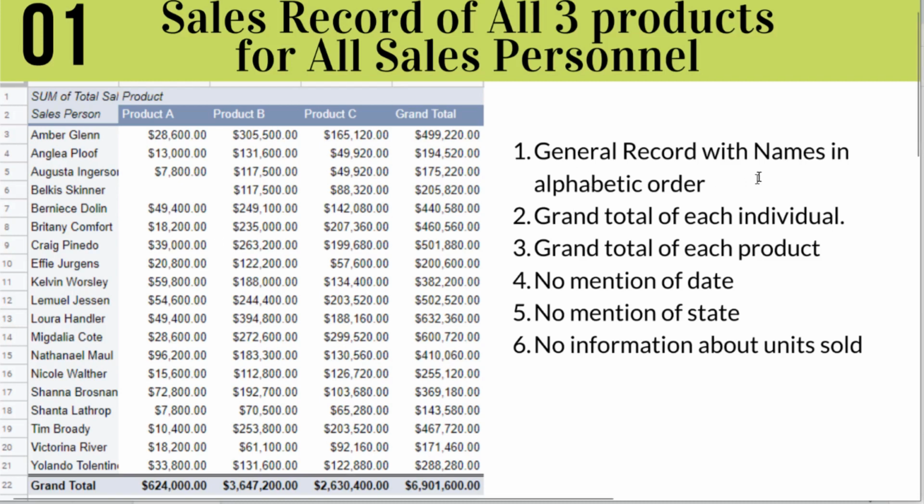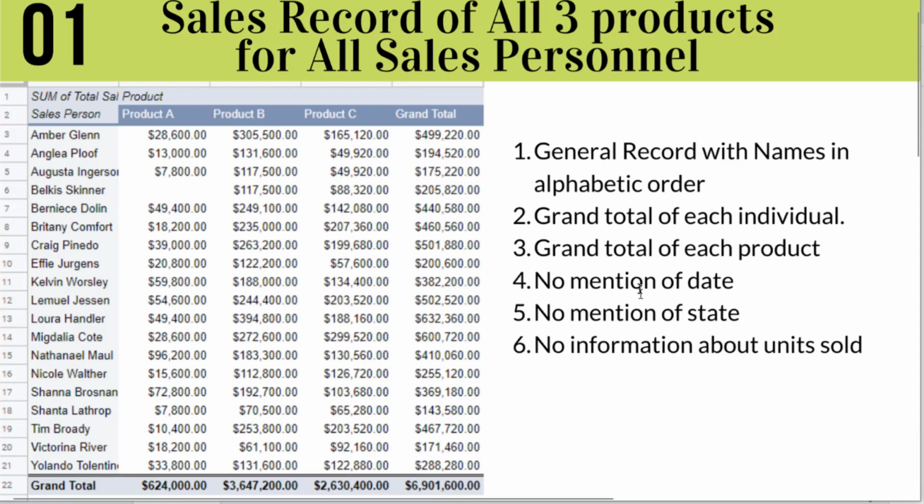This is a general record with names in alphabetic order of all the salespeople. Then the second thing, this is the grand total of each individual salesperson. So this salesperson has sold product A of this value, product B of this value, and grand total is this one. Similarly, grand total of each product is also shown here. What was the total sale of this product during the last 5 years?